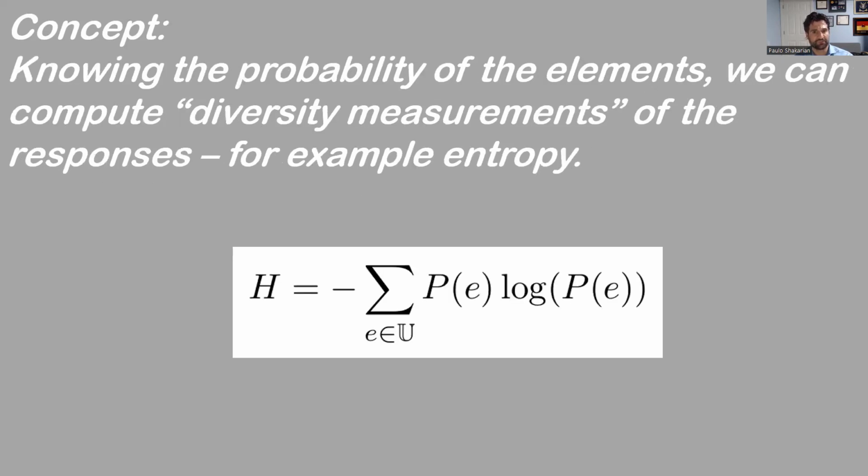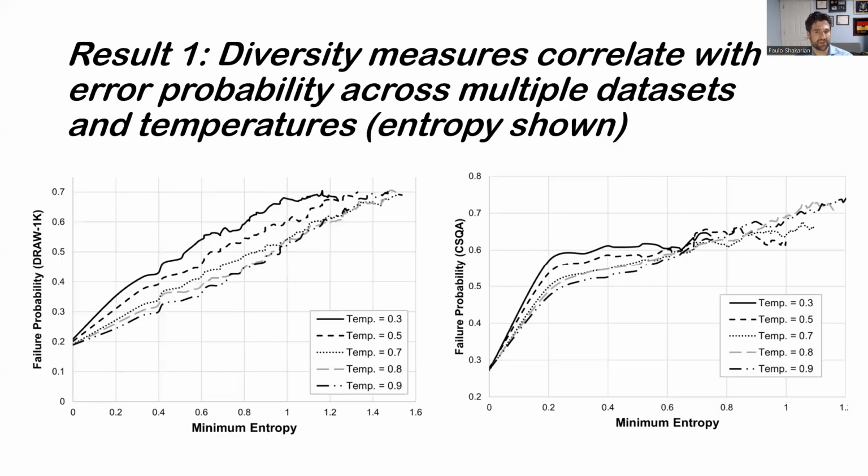And so here is the entropy measure. And so let's say here's the first result we got. We looked at 3 different data sets, 3 different types of problems, and we looked at about 5 different temperature settings, and we found a very strong correlation with the diversity measures.